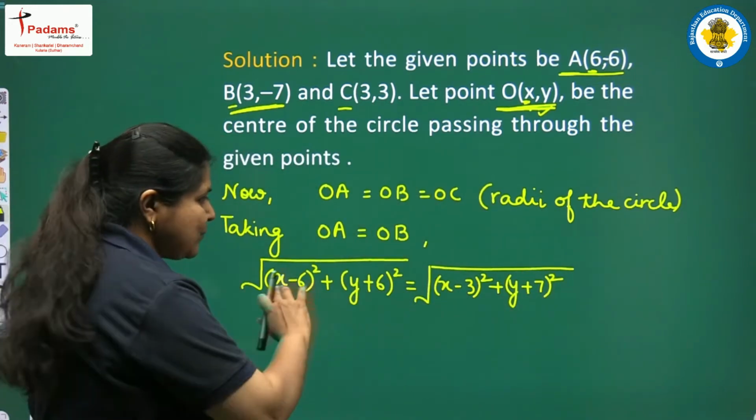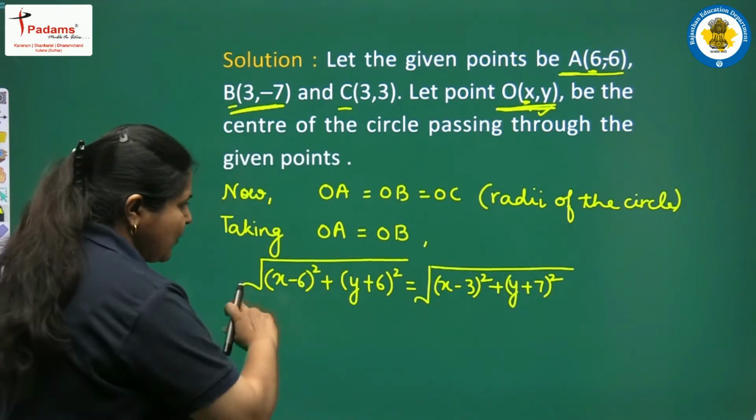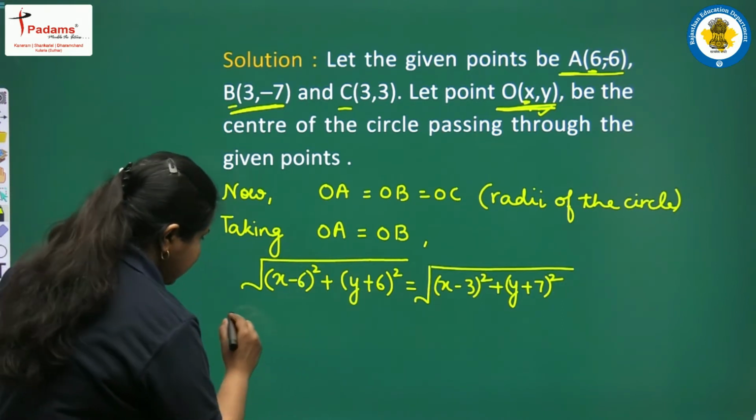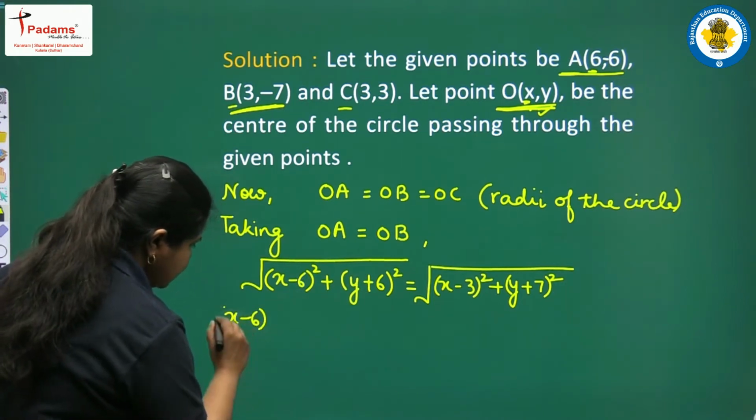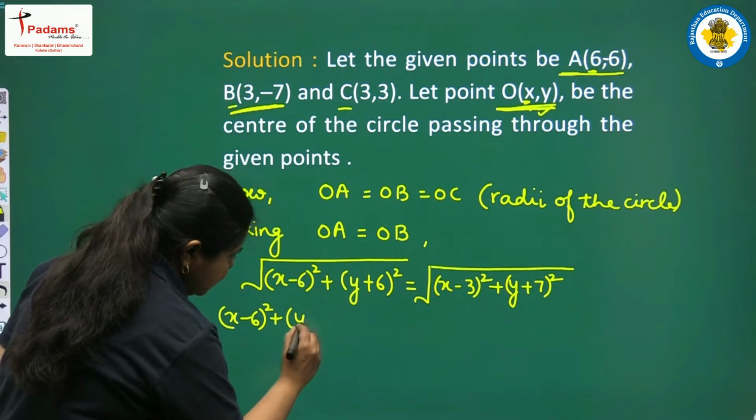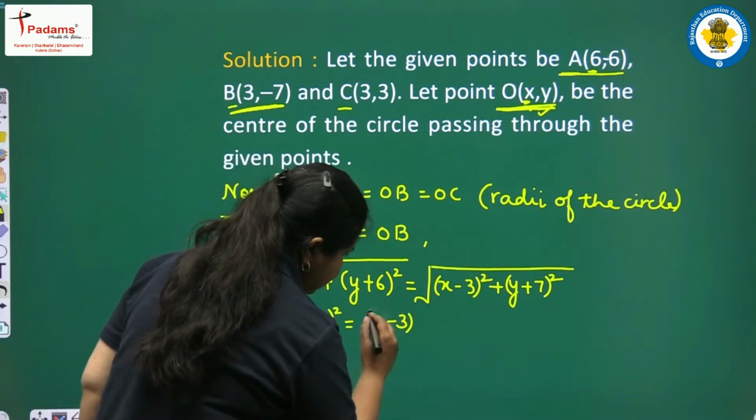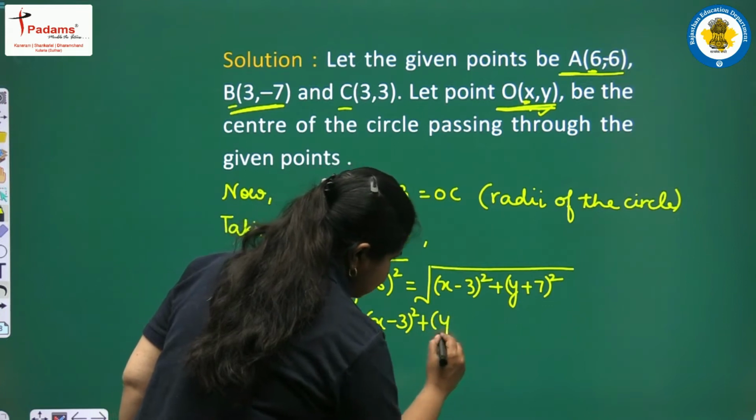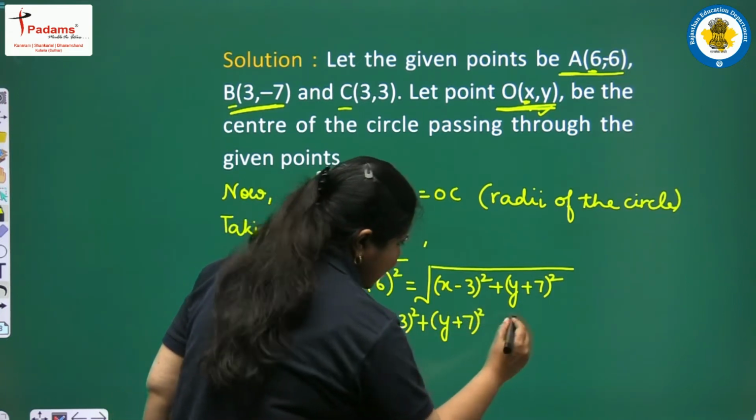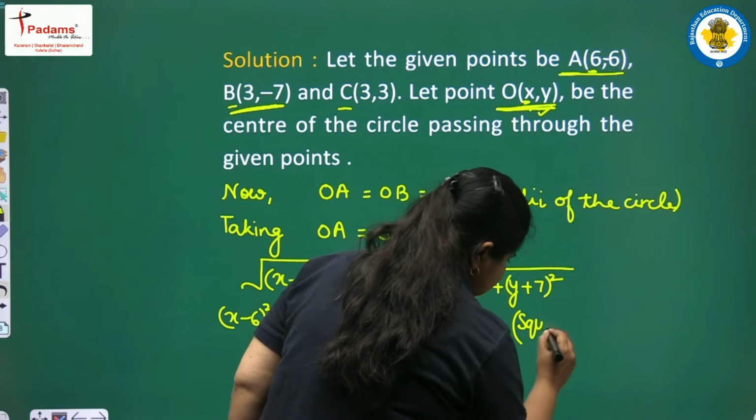Now on squaring both sides, we will get rid of this square root, and so we can write it as x minus 6 whole square plus y plus 6 whole square equal to x minus 3 whole square plus y plus 7 whole square. You can write here squaring both sides.